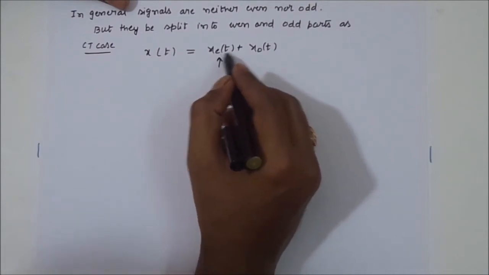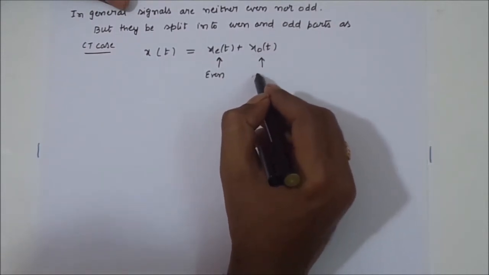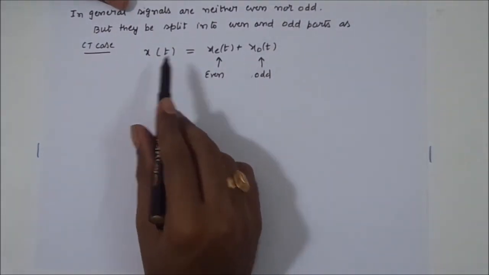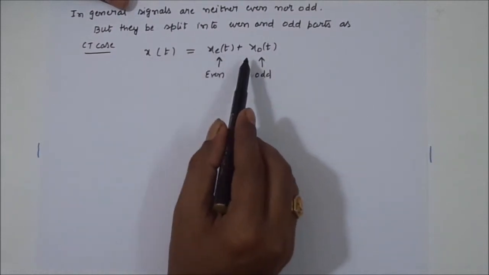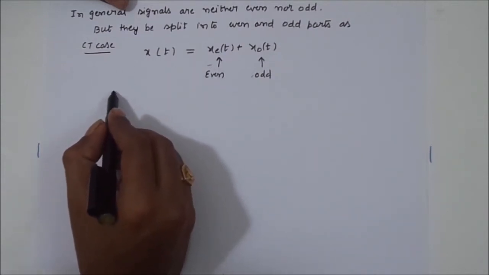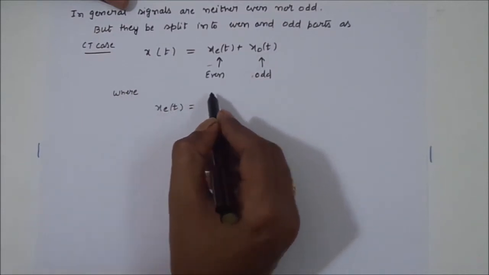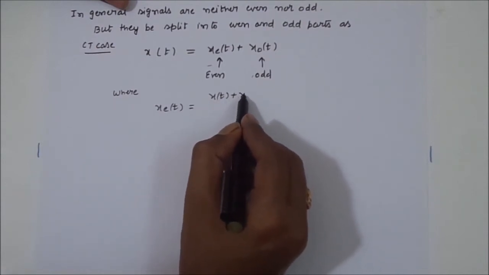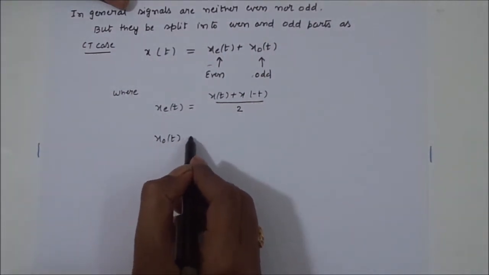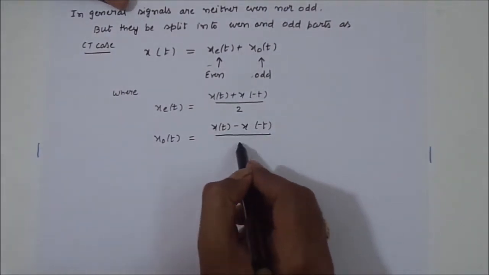As the name itself suggests, this is the even part, so obviously this should be even. The odd part, as the name suggests, should be odd. If we add even and odd signals, my x of t is neither even nor odd, but it can be split into even and odd parts like this. So what are xe of t and xo of t? We write them as xe of t is equal to x of t plus x of minus t by 2, and xo of t is equal to x of t minus x of minus t by 2.